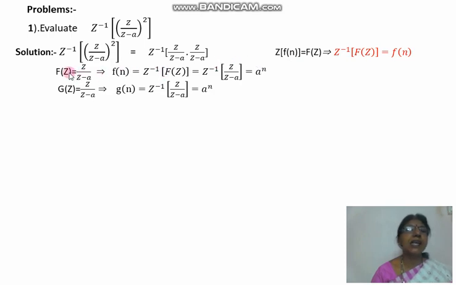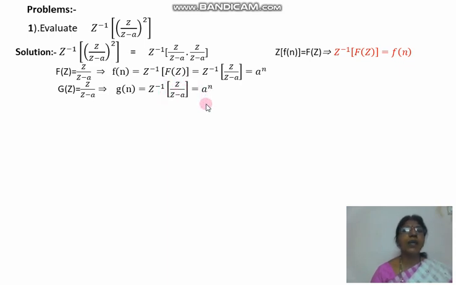We have two functions, f of z and g of z. Taking the inverse for the first function, you get f of n, Z inverse of f of z, which is Z inverse of z by z minus a. This is the fundamental formula: Z inverse of z by z minus a is a power n. What is the second function? It is the same function, so again we get g of n as the inverse of the same function, a power n.